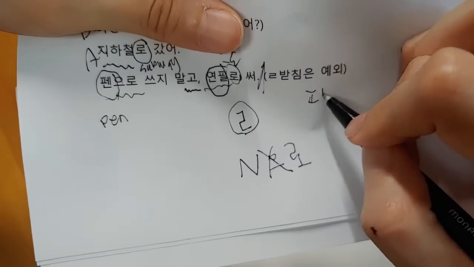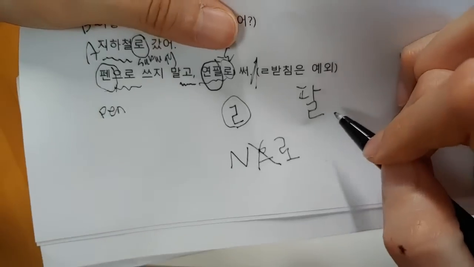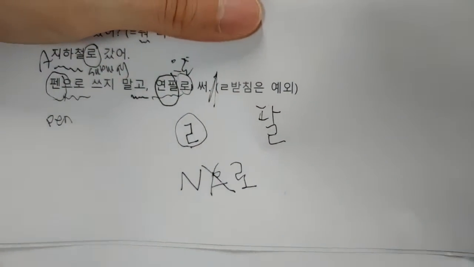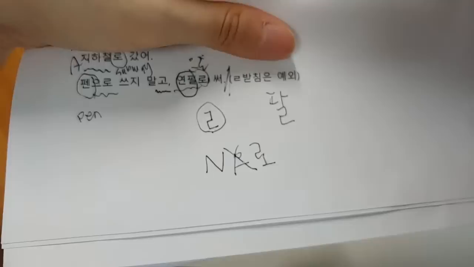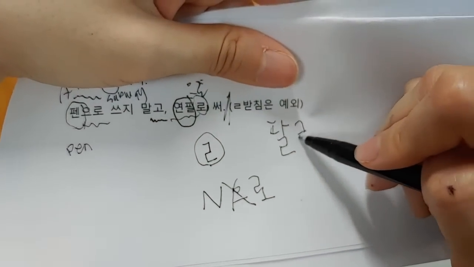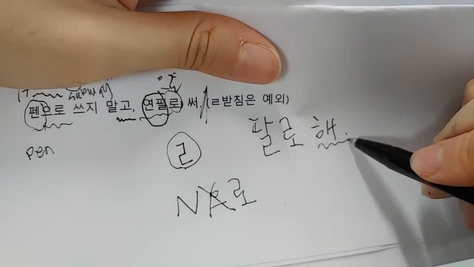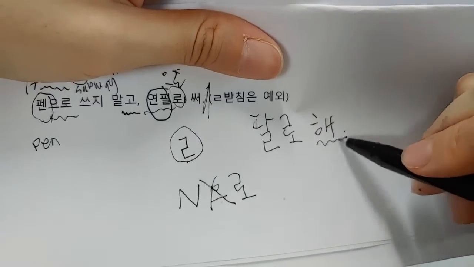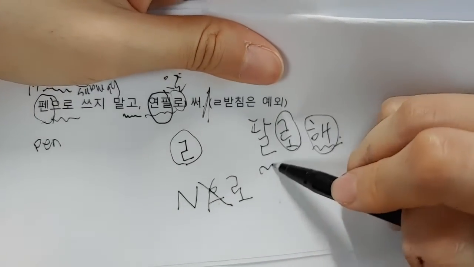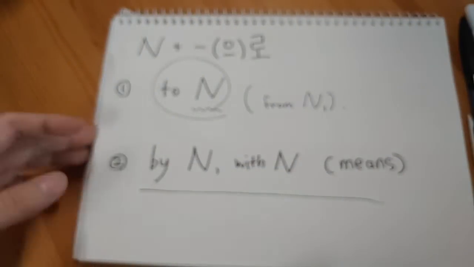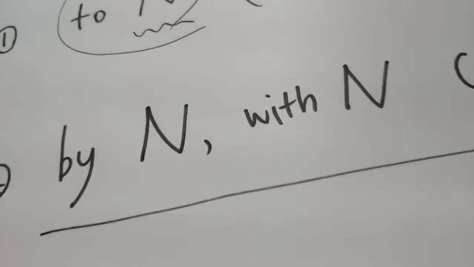So for example, 팔 means arm. So when you want to say use your arm, you can say 팔로 해. 팔로 해 means do, right? So do it with your arm. 팔로 해. So that's the exception to the rule. I hope you don't get confused.